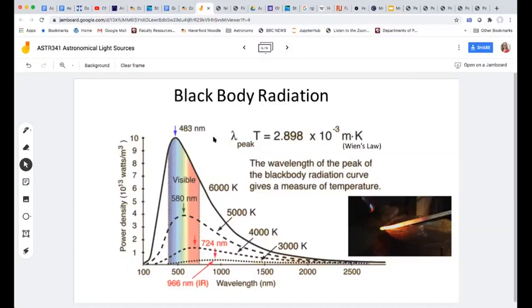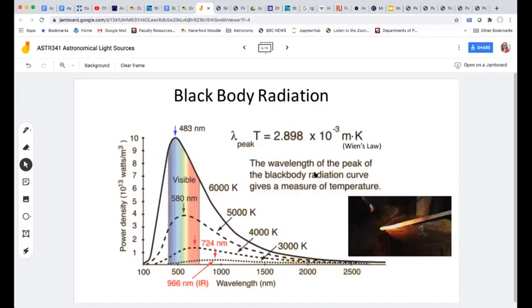For astronomy in particular, remember that the peak of the black body radiation is proportional to 1 over the temperature, and here is the actual equation, Wien's law. So the wavelength of the peak is 2.89, well, how many significant figures? 2.9 times 10 to the minus 3 meters Kelvin divided by temperature in Kelvin. So the hotter an object is, the shorter the wavelength of the peak of its emission.